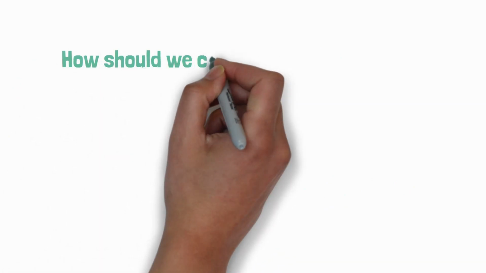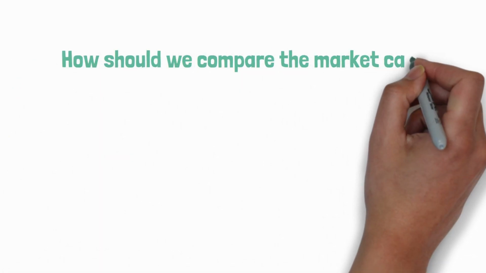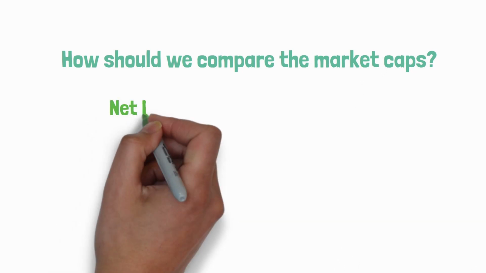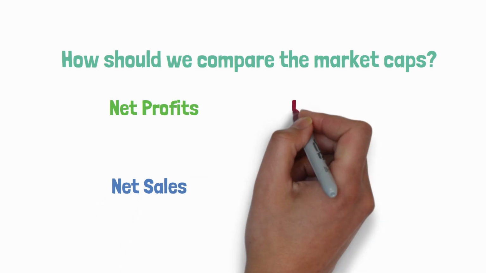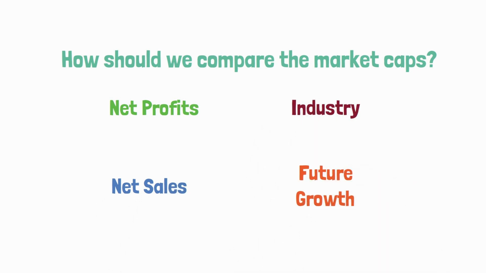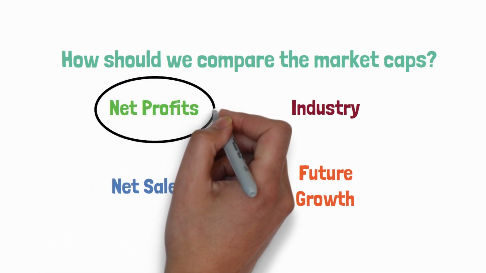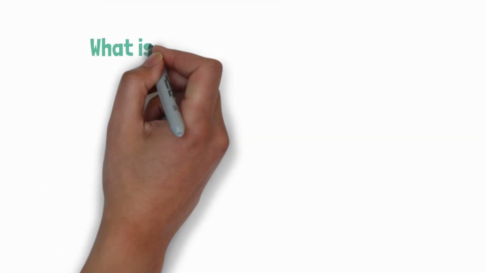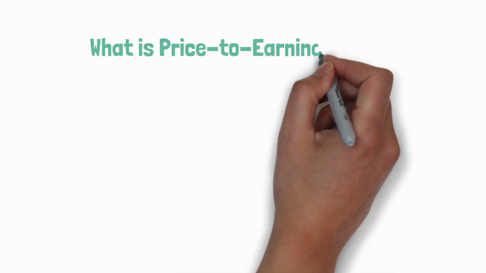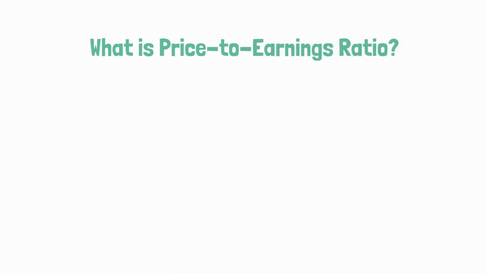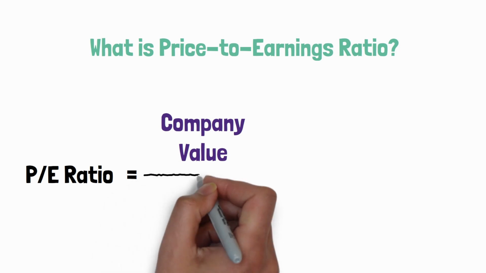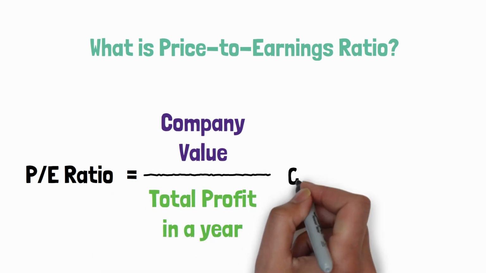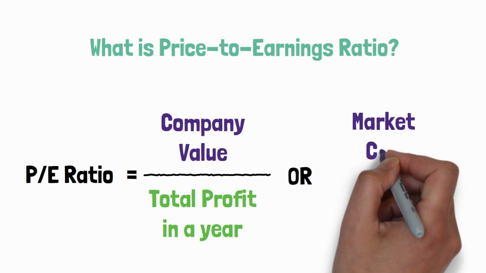How should we compare market caps? Looking at their profits, sales, industry, and future growth, we can make better use of market cap. Let's take net profits. What is the price to earnings ratio? In other words, PE ratio is equal to the company's value divided by the total profit of the year, or market cap divided by net earnings in a year.